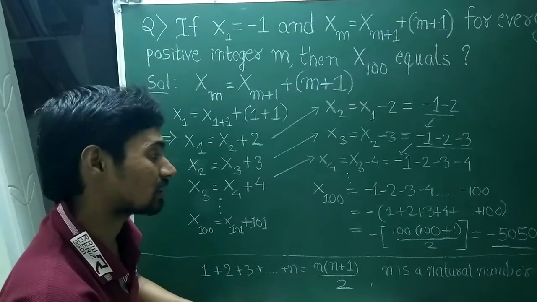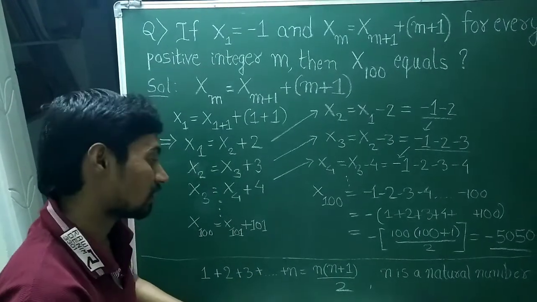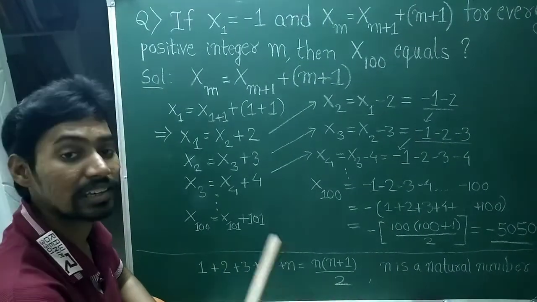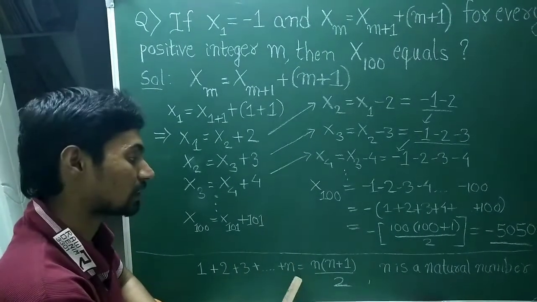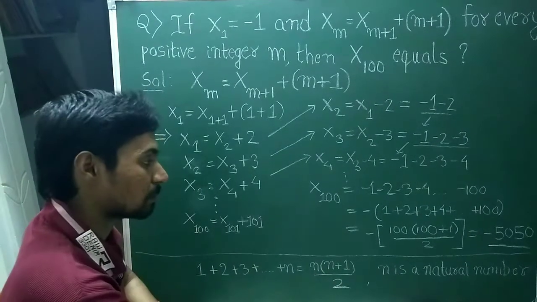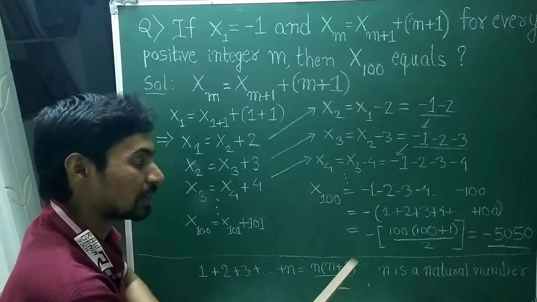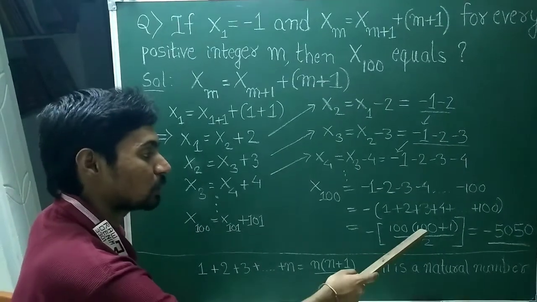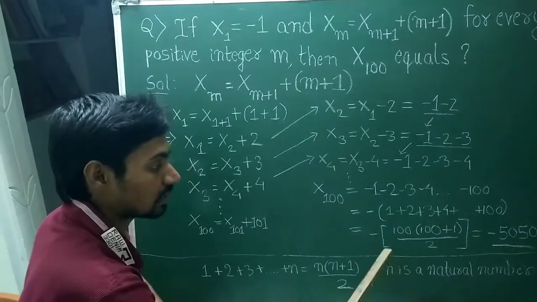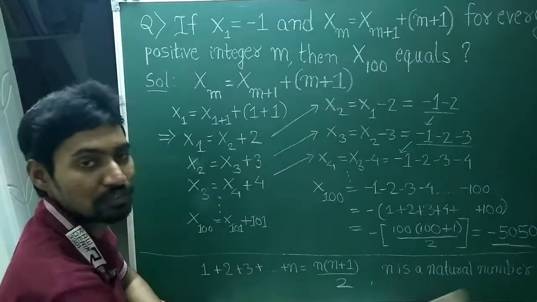Here there are two methods. There is a formula: 1 plus 2 plus 3, and so on up to n, the sum of n natural numbers, is equal to n into n plus 1 by 2, where n is a natural number. Here n is 100, so you can simply substitute 100 into 100 plus 1 by 2, with the minus outside the bracket, and the value you get is -5050.